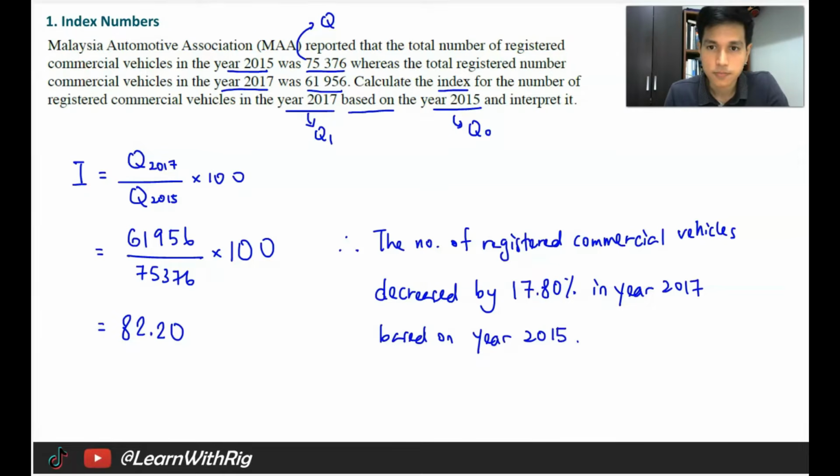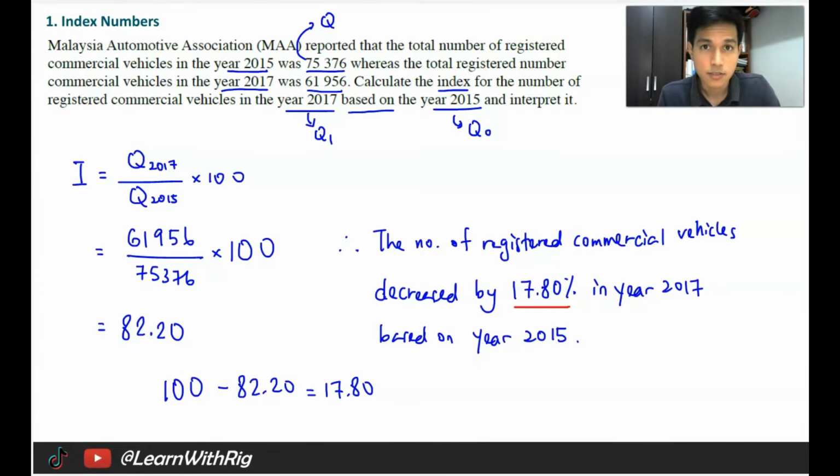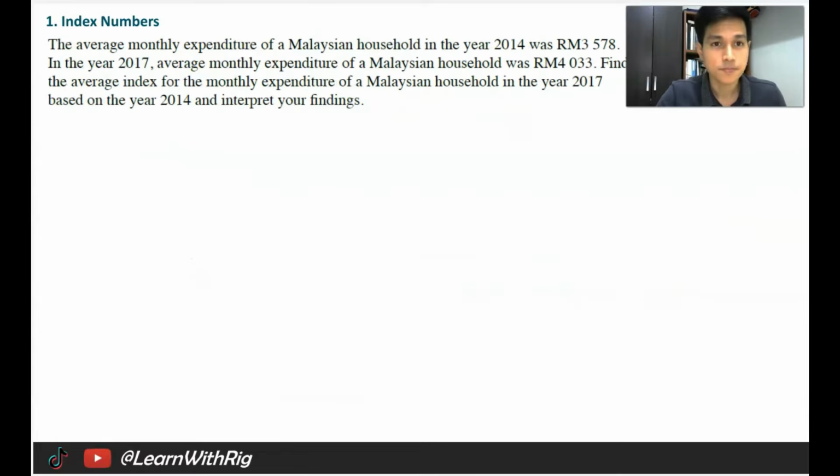2015. Okay, so remember I told you all, this one means it's telling you the leftover. It's supposed to be 100, now went down to 82.20. So how much is the drop? The drop is you're taking 100 minus 82.20, which is 17.80. So the decrease is what? The decrease is 17.80% decrease. Okay, it dropped by 17.80% in 2017 based on 2015. Okay, so that's how index work. Let's see the next question.